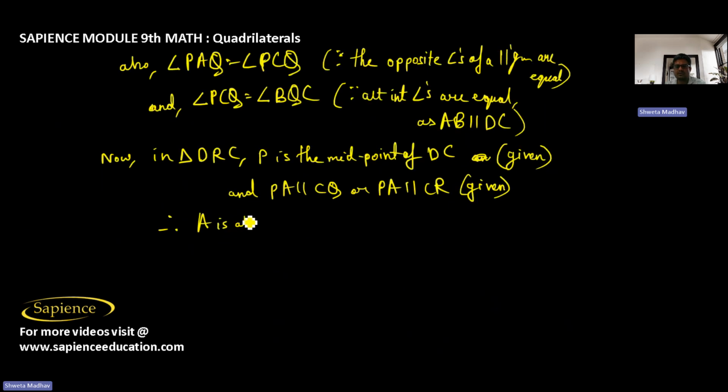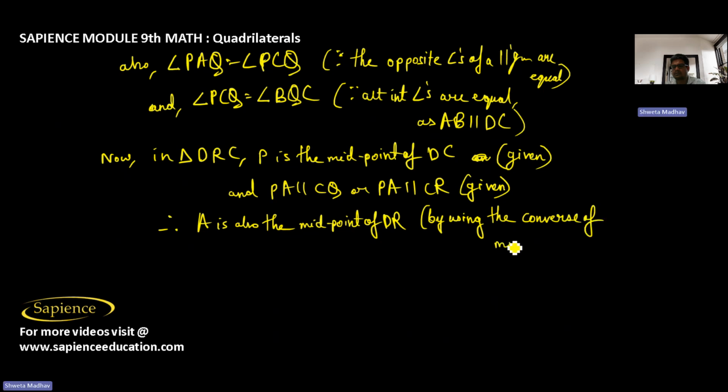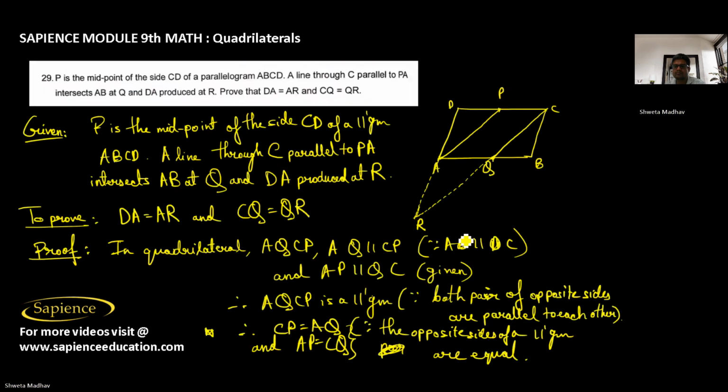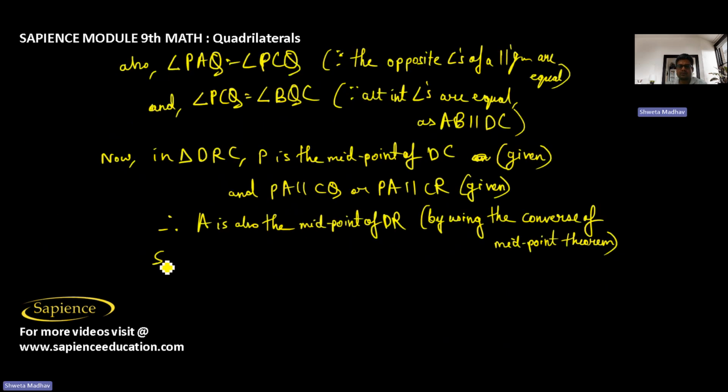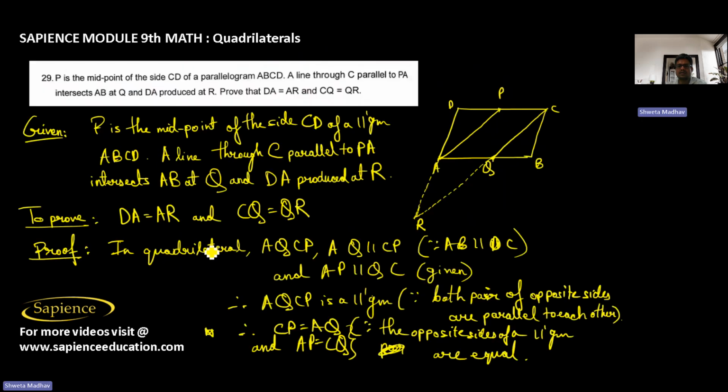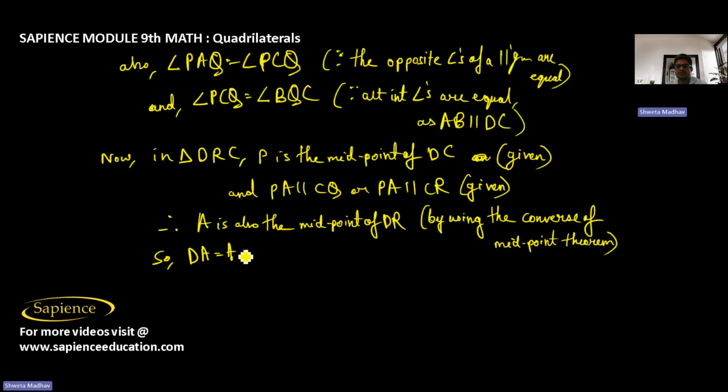Therefore, A is also the midpoint of DR by using the converse of midpoint theorem. So therefore, I can say that BA is equal to AR. So hence proved part 1. Part 1 has been proved.